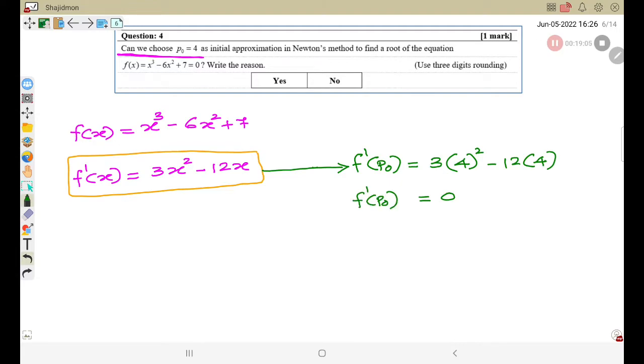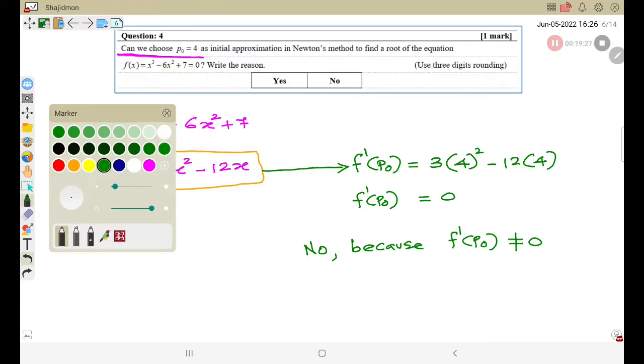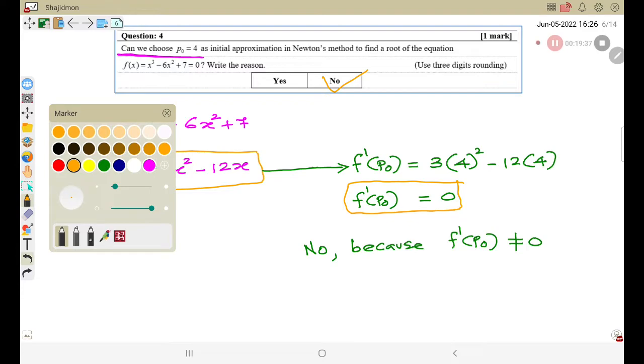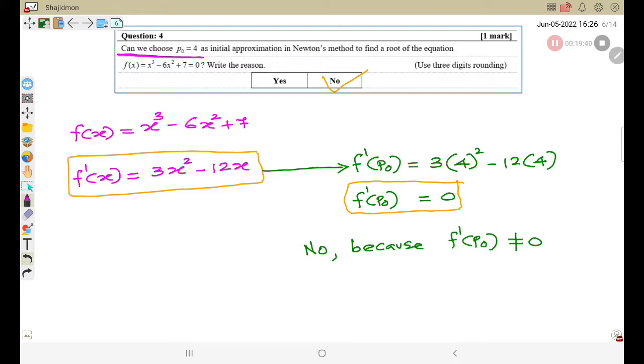Now you can write the answer. Can we write P0 this number? No. What is the reason? We cannot use this number, because what is the condition? F dash of P0 should always be not equal to 0. If the derivative is 0, Newton's method we cannot use. Correct? So F dash P0 should always be not equal to 0. But here we got equal to 0. So this initial approximation value is not possible. Okay, so the answer is no, we cannot use the initial approximation as the number 4.